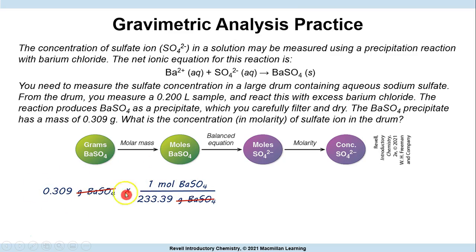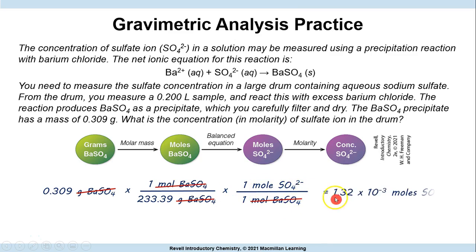So we are going to convert the moles of barium sulfate to moles of the sulfate. So how do we do that? By using the conversion factors in the balanced equation. 1 mole of barium sulfate gives 1 mole of the sulfate. So 1 mole of sulfate will be at the top and 1 mole of barium sulfate at the bottom. So the moles of barium sulfate cancels out and we are left with moles of the sulfate. So that gives us 1.32 times 10 to the minus 3 moles of the sulfate.